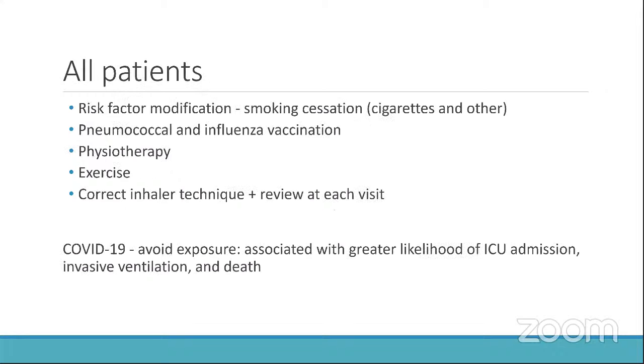All patients with COPD should be encouraged to do the following at each visit. Risk factor modification, which is a reduction and eventual cessation of smoking cigarettes or other recreational drugs. Pneumococcal and influenza vaccination should also be encouraged. I'm not sure about this in the public sector, whether or not they provide it at any facility, but if the patient can afford it, then it should be done in private. Chest physio and exercise is also to be encouraged, and correct inhaler technique should be reviewed at each visit. Importantly, patients should be counseled on the strict avoidance of COVID exposure, as it is associated with a greater likelihood of ICU admission, invasive ventilation, and death.